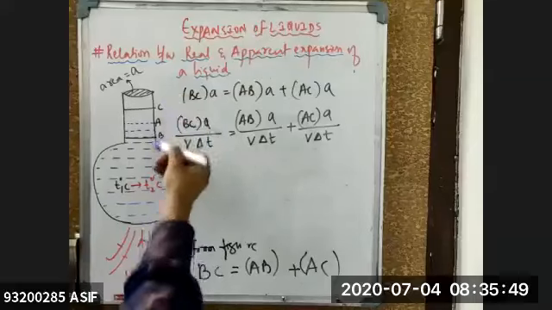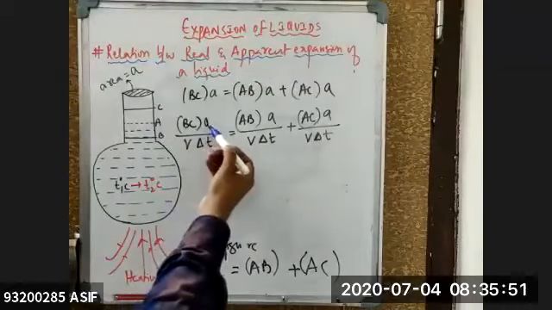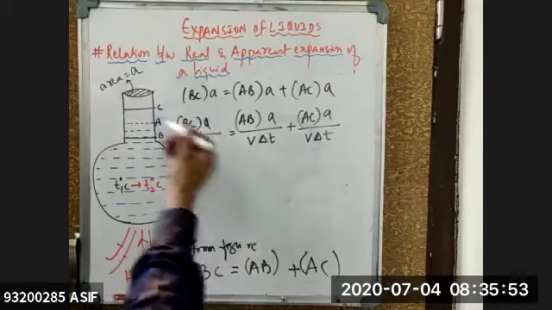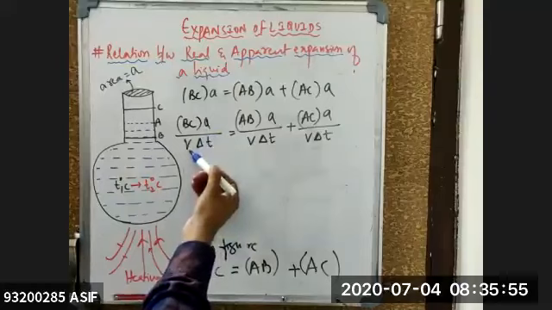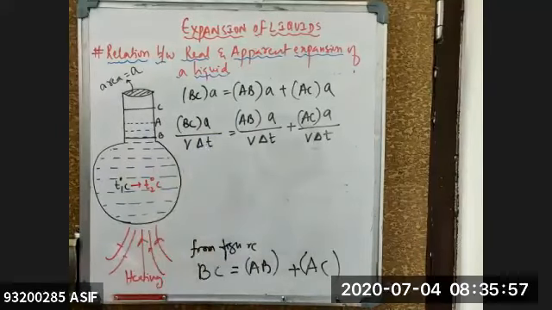BC is nothing but the real expansion. BC into the area of cross section, A, divided by volume into delta T. So can I write that one as, right now, what?